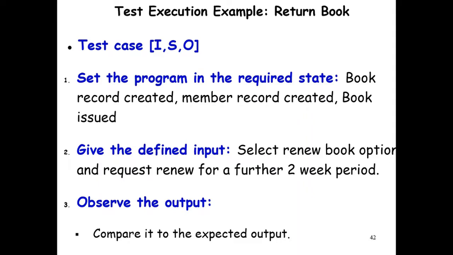Test execution example: set the program in the required state: book record created, member record created, book issued. So these are the set of program in the required state. Then give the defined input and observe the output. First you have to set the environment, like you have already created some member, and then you give the input, and you should get a proper output in accordance with the state that you have already defined.